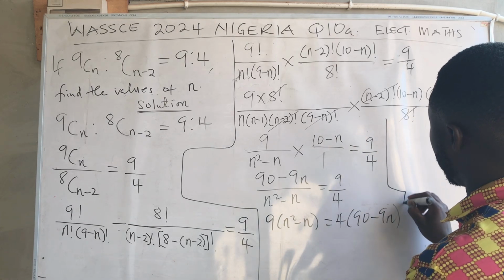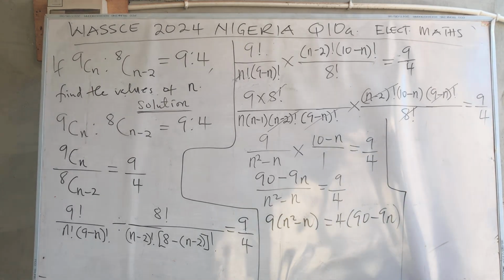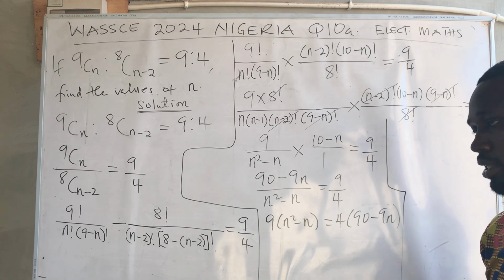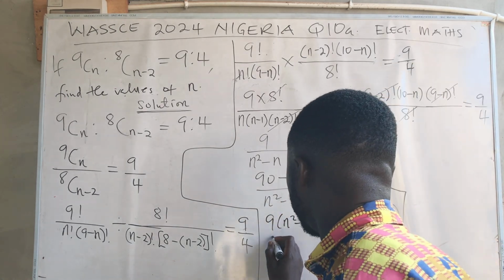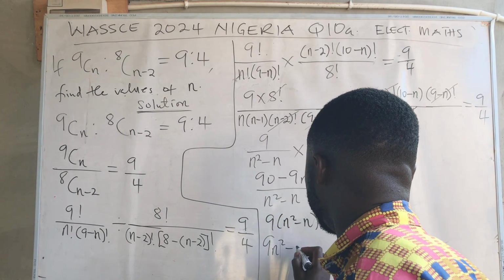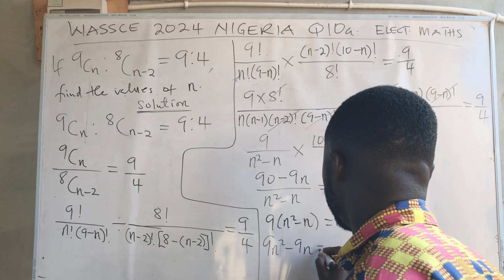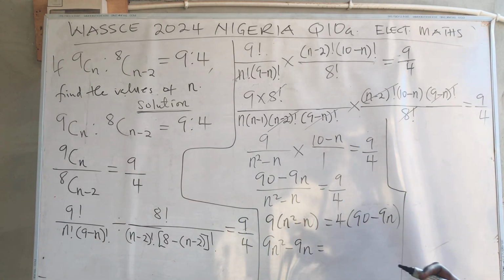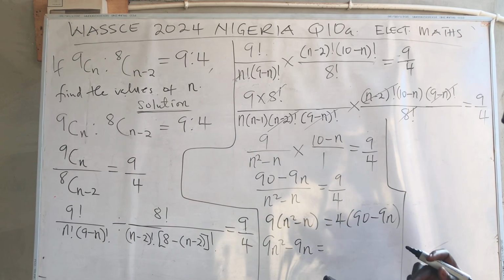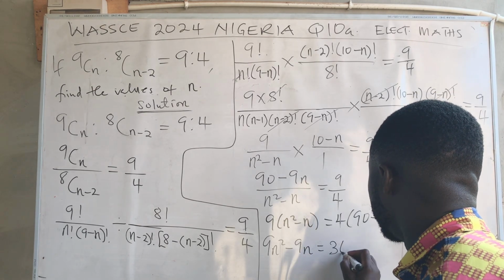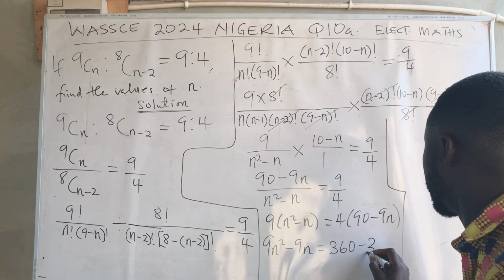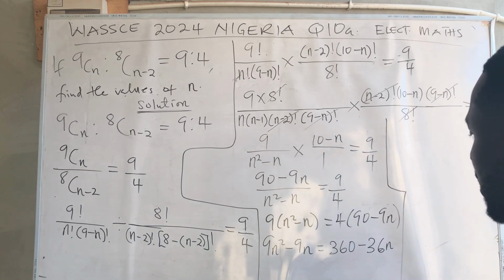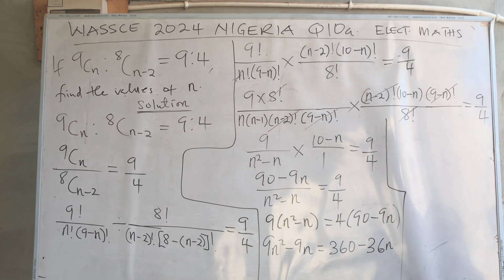Okay, I believe that gradually we will come and get our answer. So let's continue. We have 9 times n squared give us 9n squared minus 9n to be equal to 4 times 90. 4 times 90 will give us what? 360, right? 360 minus 36n. Alright, so this is where we have gotten to.